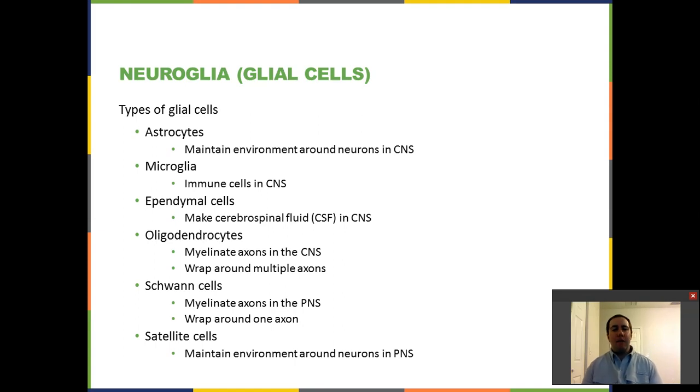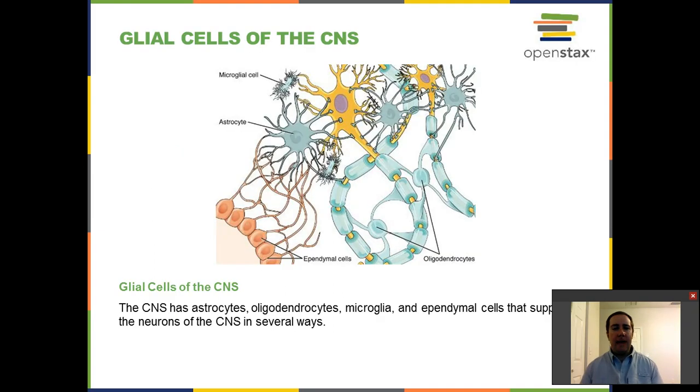The last type of neuroglia are satellite cells. These do the same job as the astrocytes. They keep the chemical environment around the neurons correct, but they are in the peripheral nervous system, or the PNS.